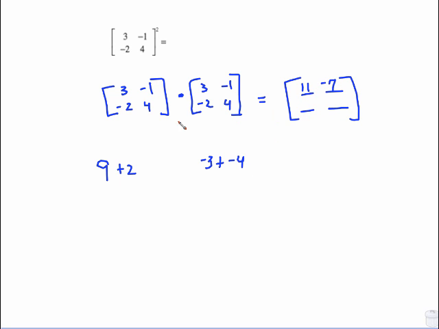This is bottom row information, so bottom row times first column. Negative 2 times 3 is negative 6. 4 times negative 2 is negative 8. Gives me negative 14. Bottom row times last column. Negative 2 times negative 1 is 2. Plus 4 times 4 is 16. Gives me 18.